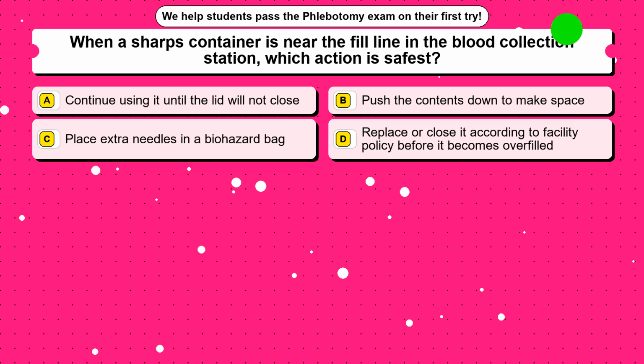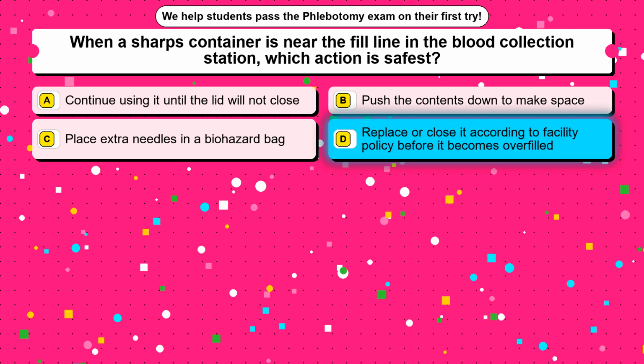Question 15. When a sharps container is near the fill line in the blood collection station, which action is safest? Option A. Continue using it until the lid will not close. Option B. Push the contents down to make space. Option C. Place extra needles in a biohazard bag. Option D. Replace or close it according to facility policy before it becomes overfilled.